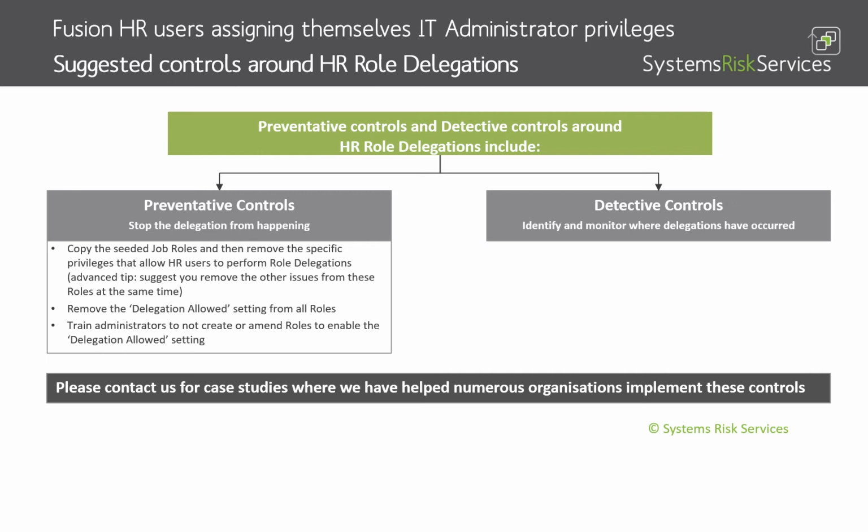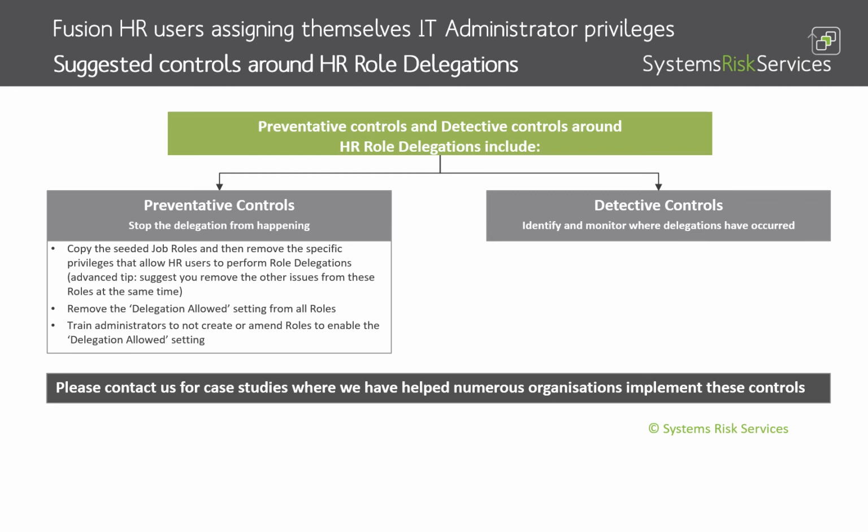What we would recommend is you take a copy of the seeded job roles, you take away the specific privileges that allow HR users to perform role delegations. There are a limited number that we've found. Now, as you'll note on the screen here, we've got an advanced tip as well, where if you're doing that, we'd actually suggest that you take away a whole heap of additional privileges at the same time. So if you're taking a copy of the out-of-the-box human resource specialist role, then that has configuration access, that has the ability to run payroll, even if you don't actually run payroll as your organization.